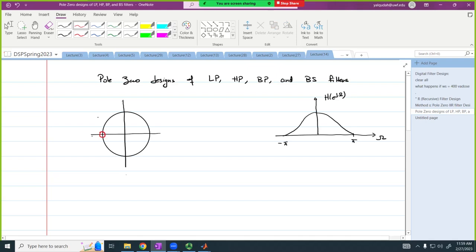And if I want the frequency response to be very high at very low frequencies, what do I have to have? I need to have a pole very close to omega equal to 0. Is that clear? And if we assume this is A, then H of z is going to equal z plus 1 divided by z minus A.